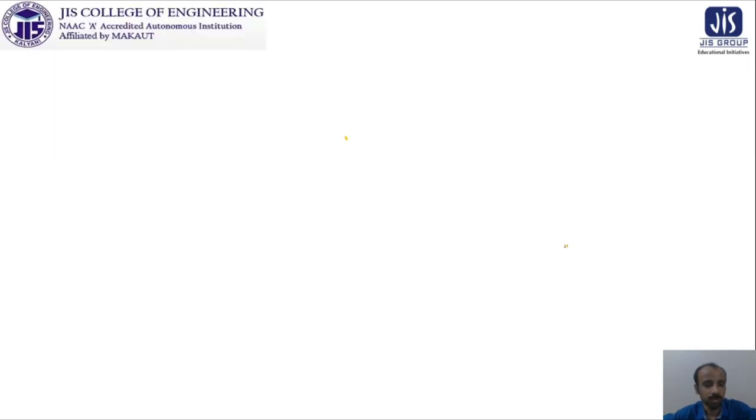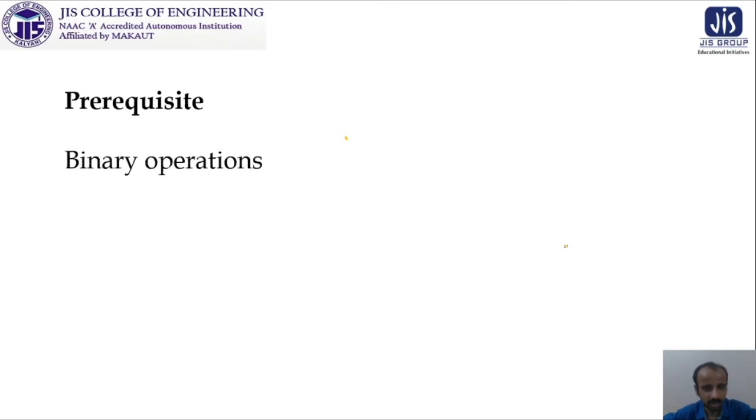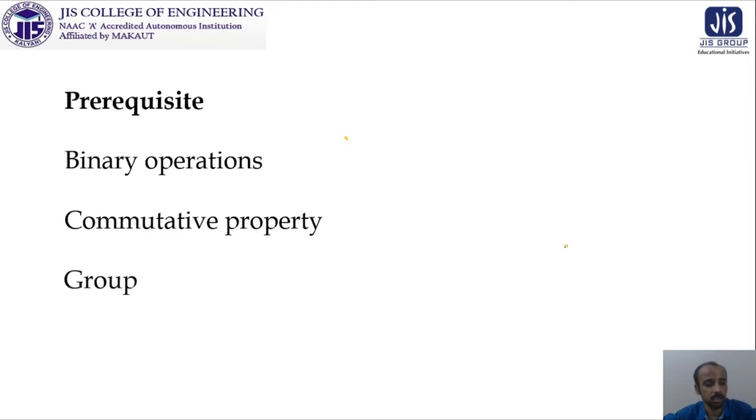So this is a little extension of the idea of group. Why I am talking about little extension, it will be clear after 2 or 3 minutes. But before that, the prerequisites of this particular class are as follows. We have the idea of binary operations. We have the idea of commutative property. And we have the overall idea of groups and associated properties of the group.